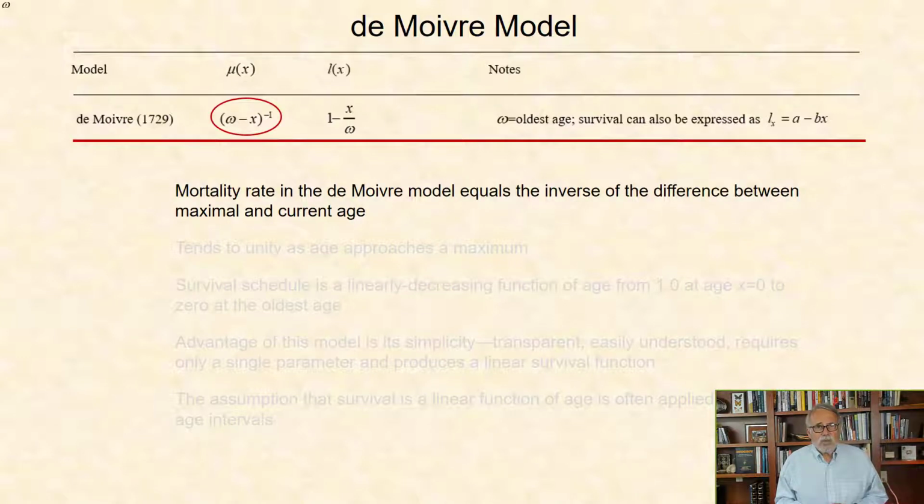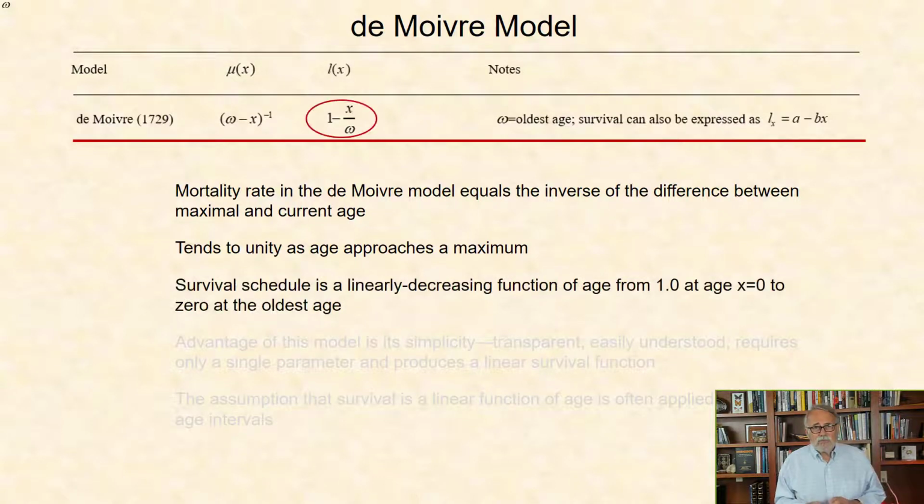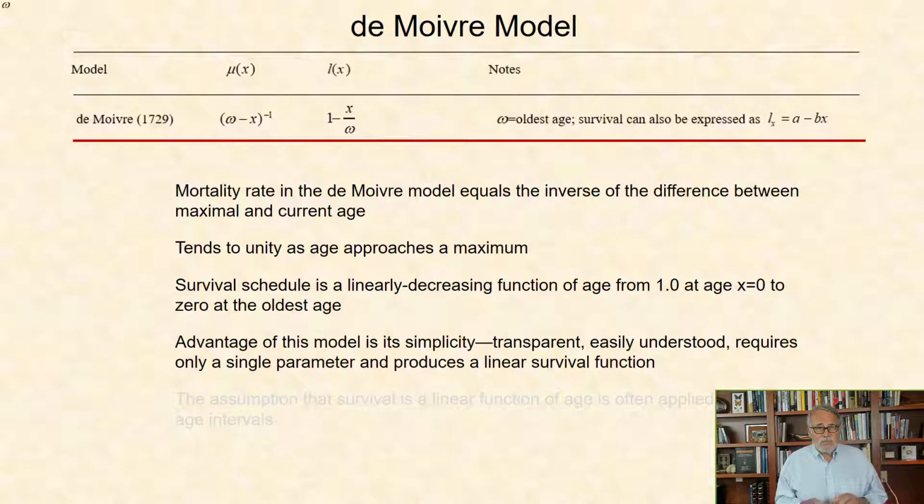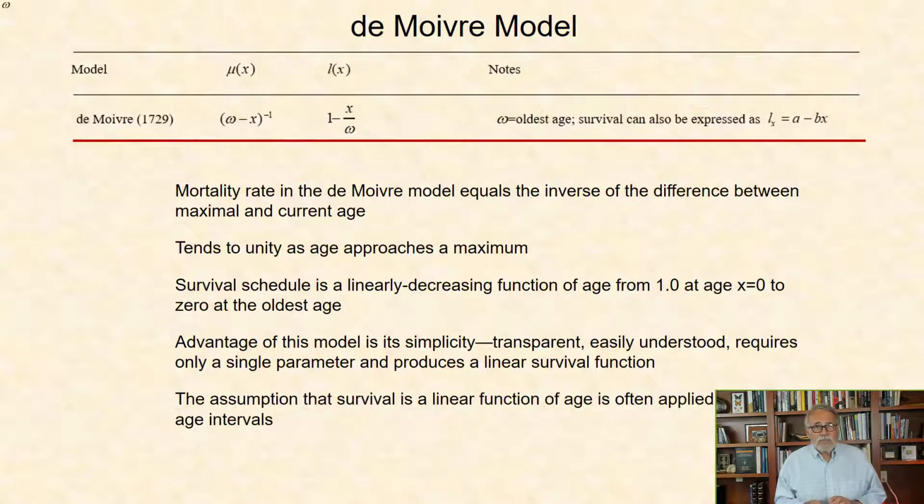Mortality rate in the Moivre model equals the inverse of the difference between the maximal and the current age. It tends to unity as age approaches a maximum. The survival schedule is a linearly decreasing function of age from 1.0 at age 0 to 0 at the oldest age. The advantage of this model is it's simple, it's transparent, it's easily understood, requires only a single parameter, and produces a linear survival function. The assumption that survival is linear with age is often applied over short age intervals.